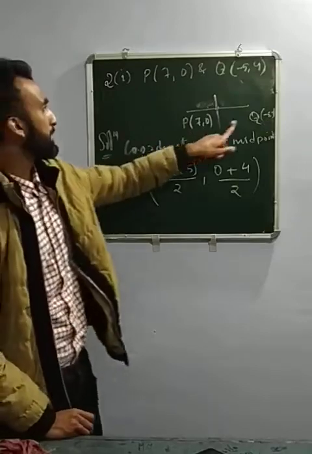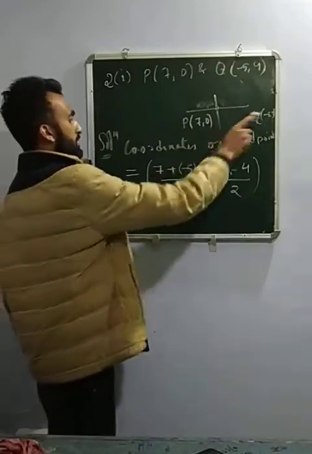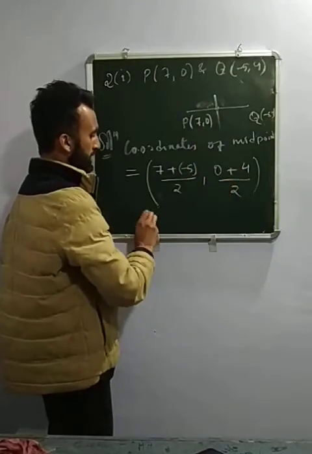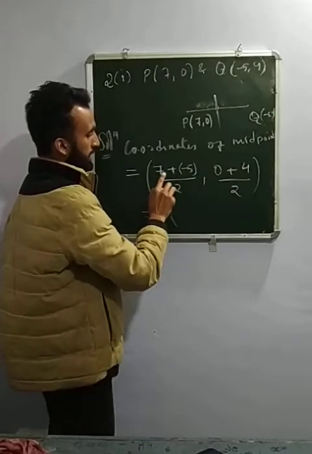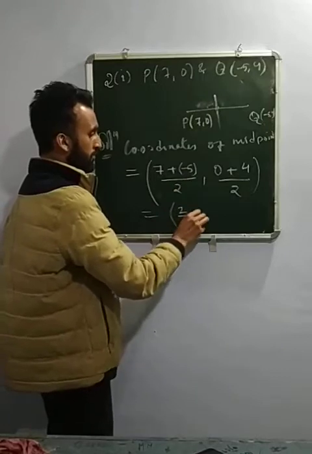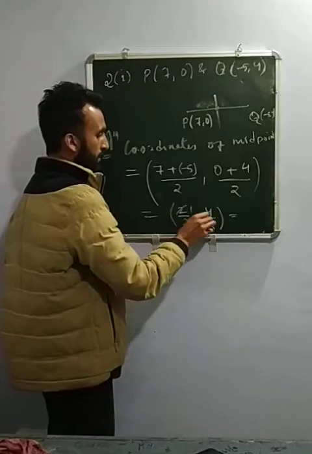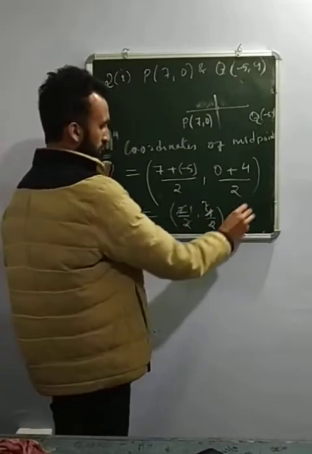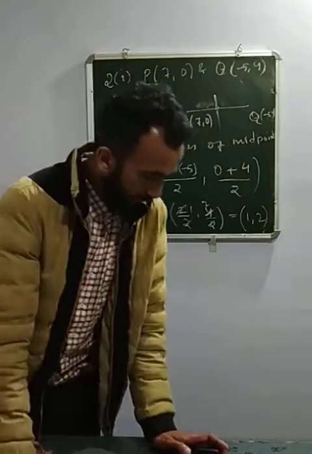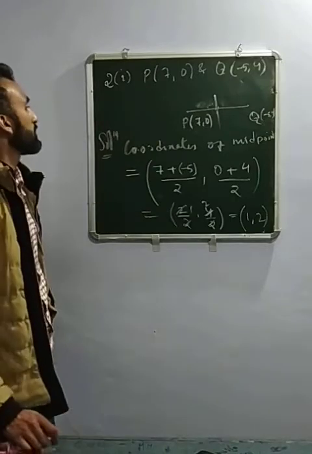Very simple. Add the endpoints and divide by 2. X coordinates, divide by 2. Y coordinates, add them up, divide by 2. Very simple. Now this is nothing but 7 plus into minus is minus, 7 minus 5 is 2 by 2, comma, 4 by 2. So 2 by 2 is 1, 4 by 2 is 2. So answer is 1, 2. Very simple. So you can do the next sum by yourself. So you can just pause the video to note it down.